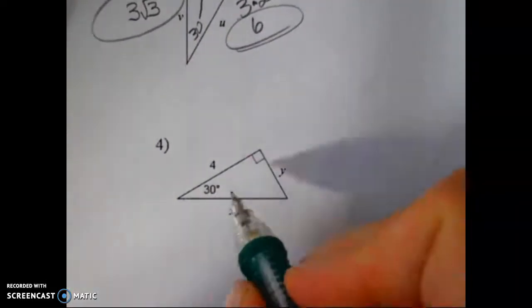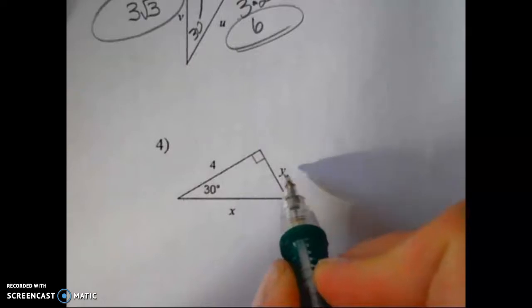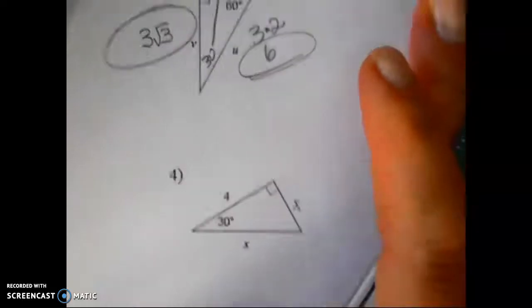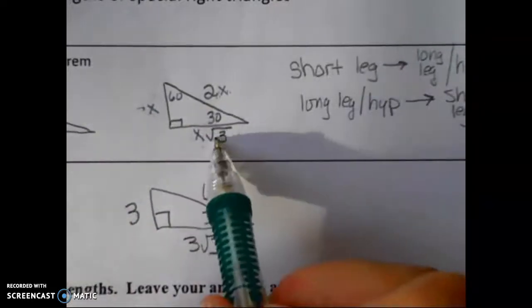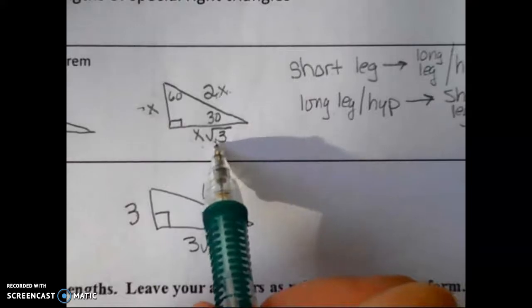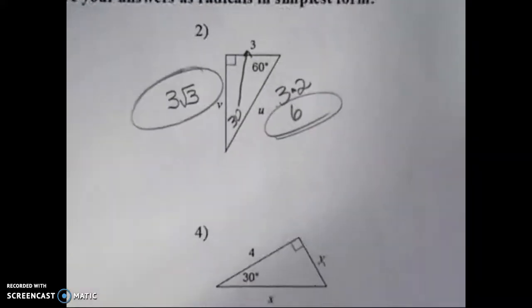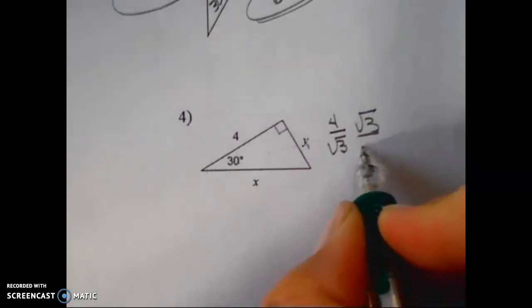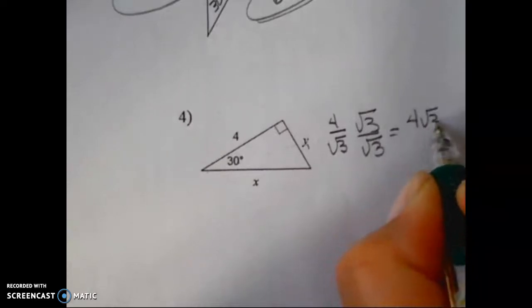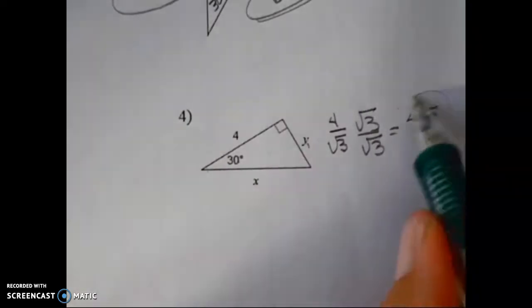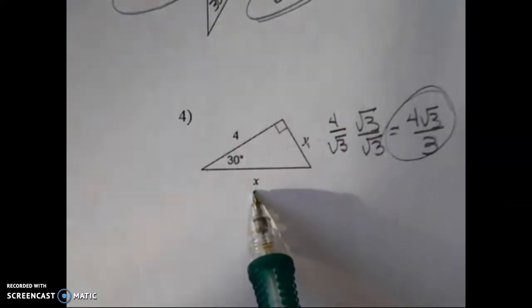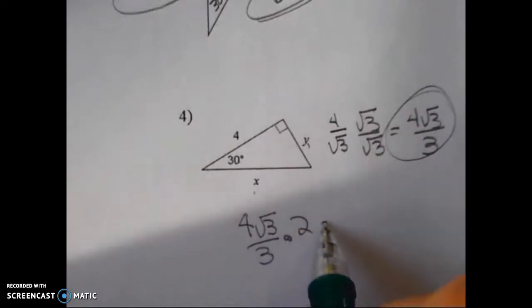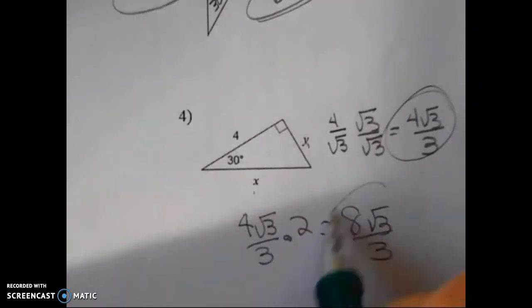Okay, this one's different yet. Trying to find the short leg because it's all about the short leg. I'm giving you the long leg, trying to get to the short leg. So if I give you the long leg and I'm trying to get to the short leg, you're dividing by the root of 3. So take your 4, divide it by the root of 3, rationalize your denominator. It's a good thing we practice this rationalizing thing. There's my short leg. I can go short leg to hypotenuse by multiplying by 2. That gets me 8 root 3 over 3.